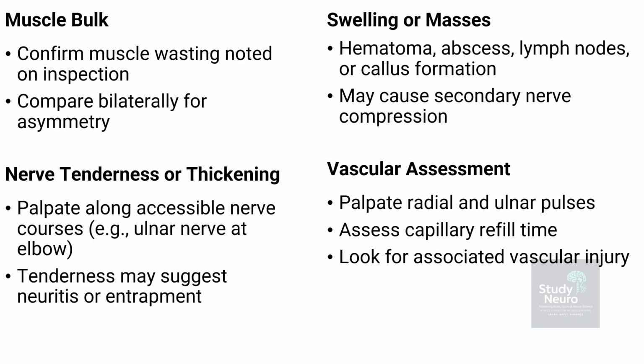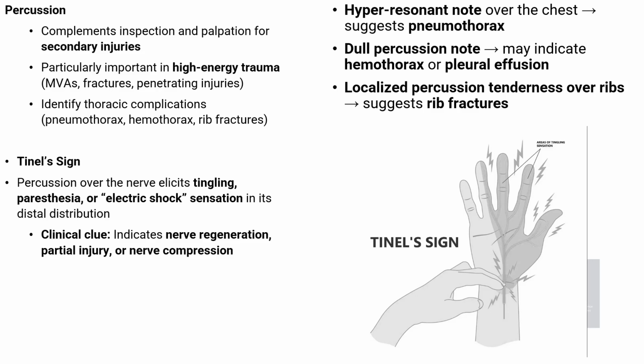Be alert for any swelling or masses, including hematomas, abscesses, enlarged lymph nodes, or areas of callus formation. These findings are important because they can exert pressure on nearby nerves and worsen neurological deficits. Finally, don't forget the vascular assessment. Palpate the radial and ulnar pulses, check capillary refill time, and remain vigilant for signs of associated vascular injury, which may coexist with nerve trauma and influence management.